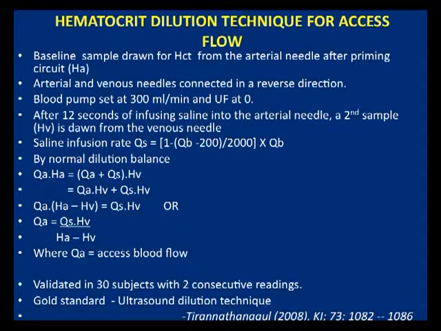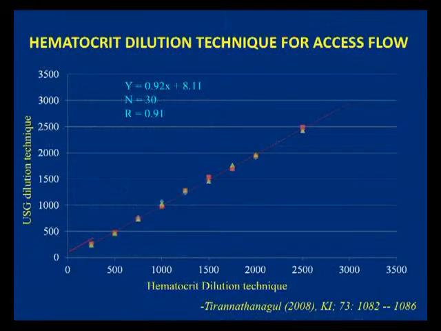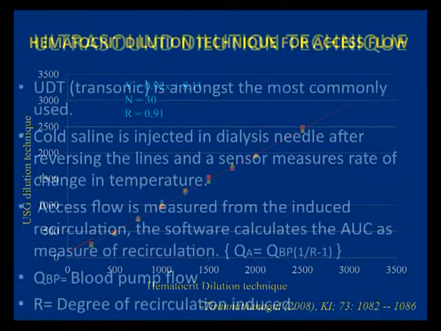Saline infusion rate QS can be calculated by this formula, and by normal dilution balance we can arrive at QA, which is the access blood flow, which is QS into HV by HA minus HV. This was validated in 30 subjects with 2 consecutive readings in a study and was compared with the gold standard technique for dilution, which is ultrasound dilution technique. And a good correlation was seen with ultrasound dilution technique and hematocrit dilution technique.